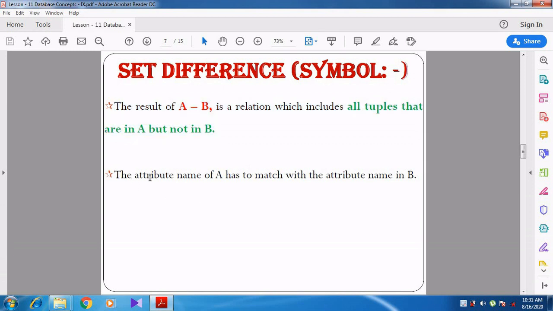The attribute names of A have to match with the attribute names in B. Both the tables' attributes should match, then only can the output be yielded.